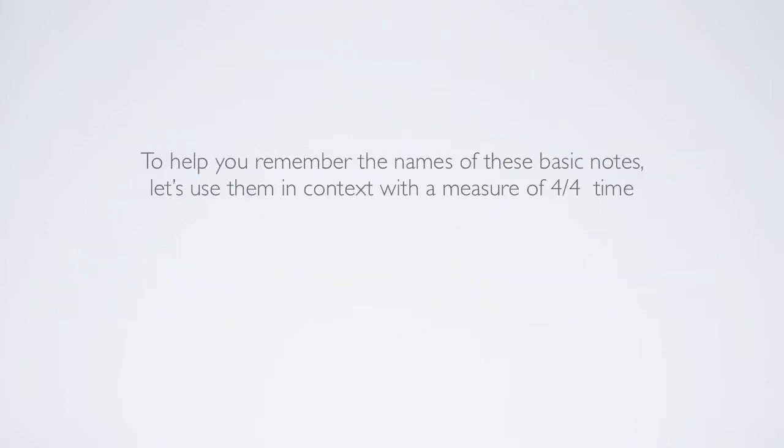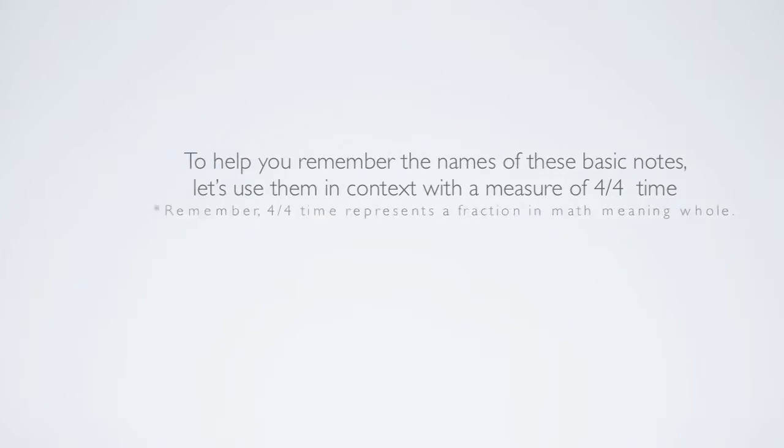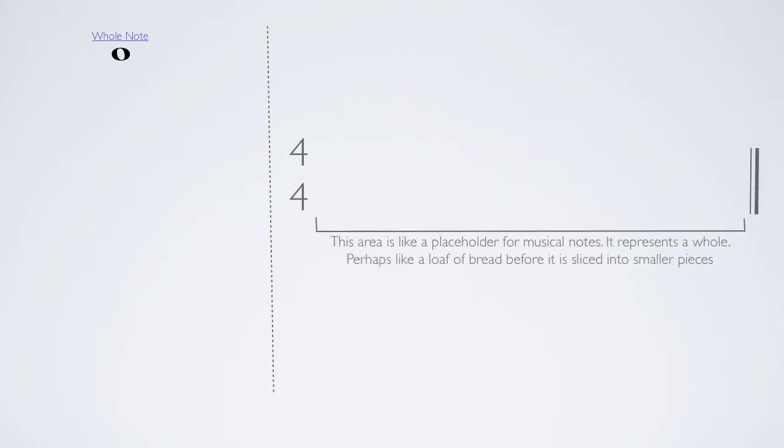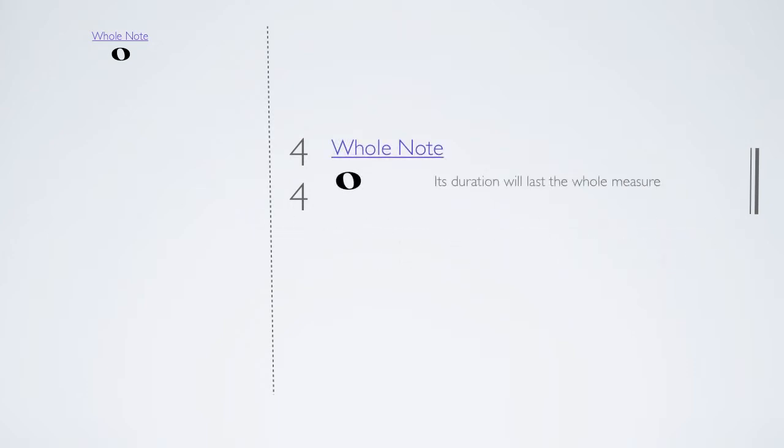Now, to help us remember the names of these basic notes, let's use them in context with a measure of 4/4 time. And remember, 4/4 time represents a fraction, meaning one whole. A measure is basically a placeholder for musical notes. It represents a whole, perhaps like a loaf of bread before it's sliced into smaller pieces. The whole note's duration will last one whole measure.